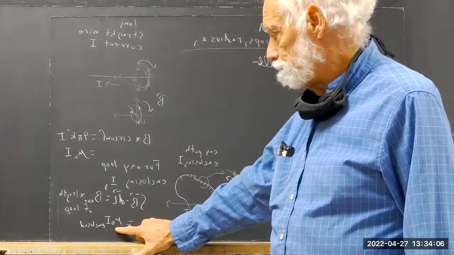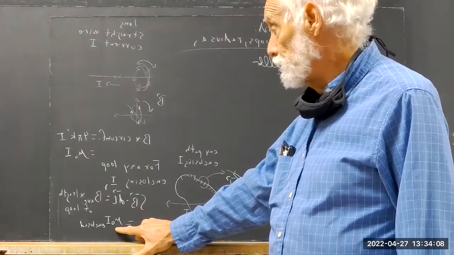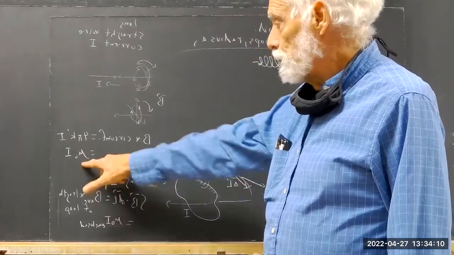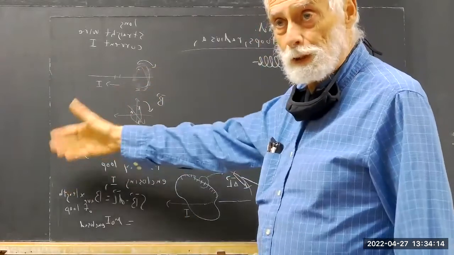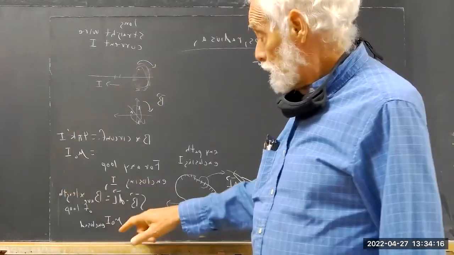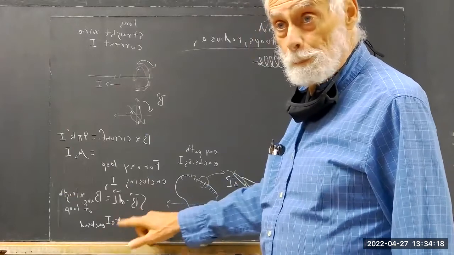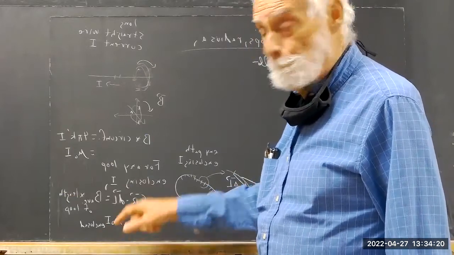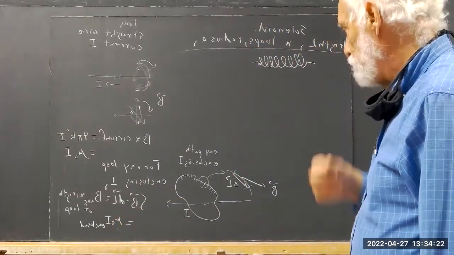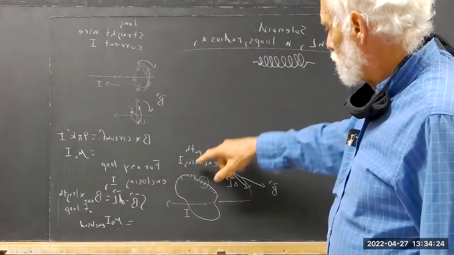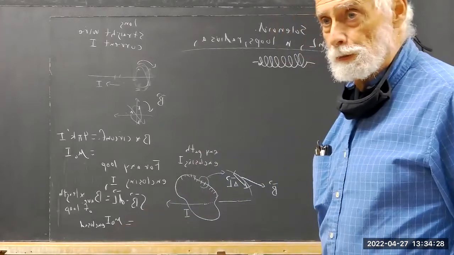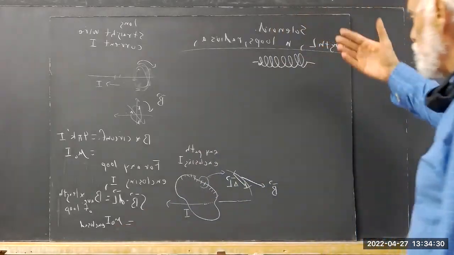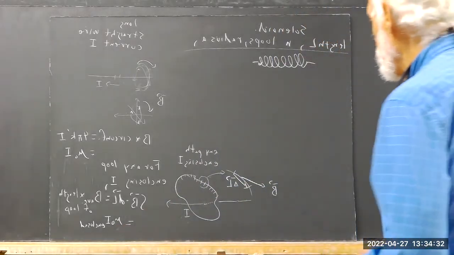You get this result here, which is just like this. This I is enclosed within this circle, so I didn't write the enclosed, but this is Ampere's law. So for any path enclosing I, you have this. Now let's go back to the solenoid and see how that applies.